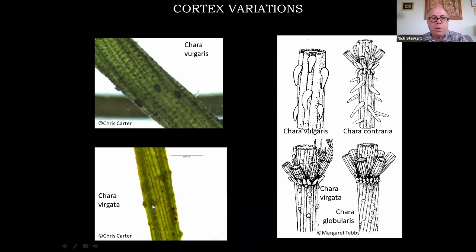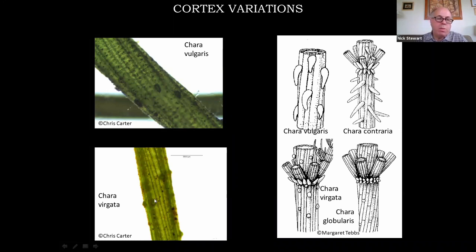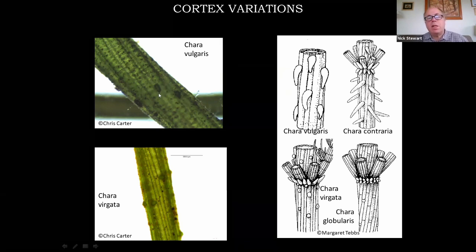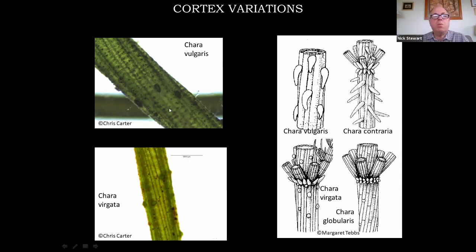So this is a triple cortex species with the spines on the ridges, whereas this is a double cortex species with the spines in the furrows. A little bit fiddly, this is probably the most difficult feature to look at in the stoneworts, but once you get the hang of them, it's not too difficult.